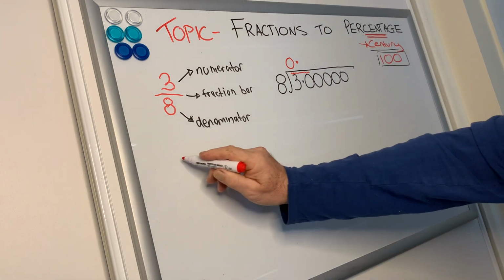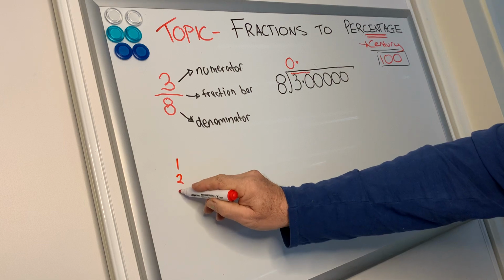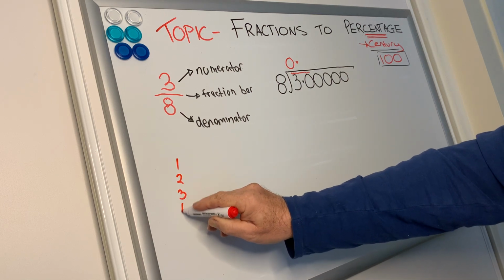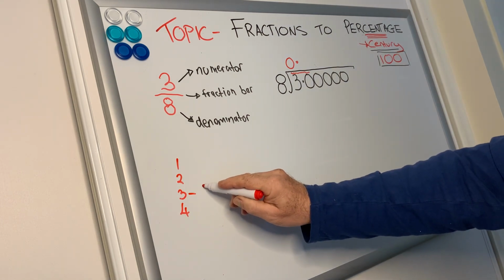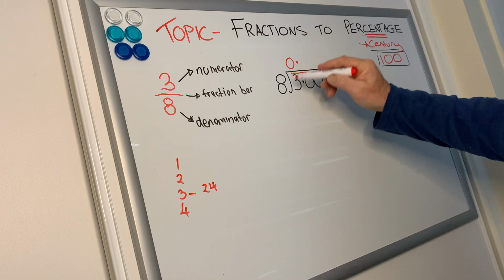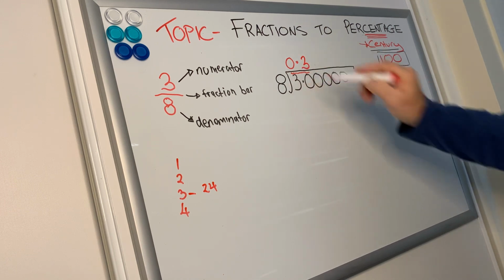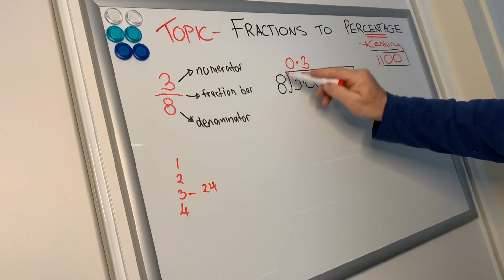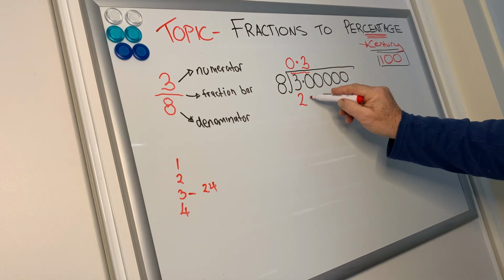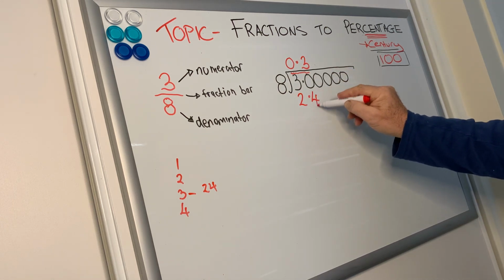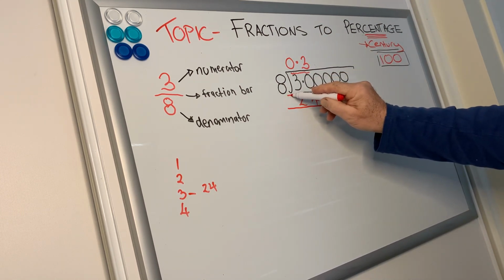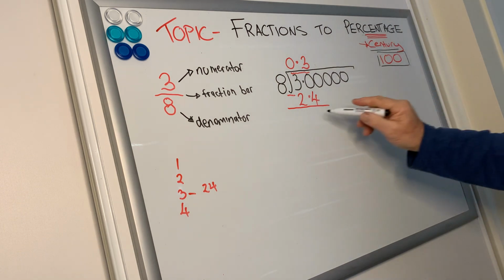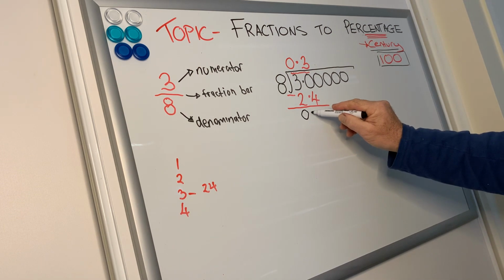8 into 30, so 8 ones are 8, 8 twos are 16, 8 threes are 24, 8 fours are 32. So 8 threes, 24. So we've got 3. 3 times 8 is 24. 0.3 times 8 is 2.4. So 3 take away 0.4 is 0.6. Okay.